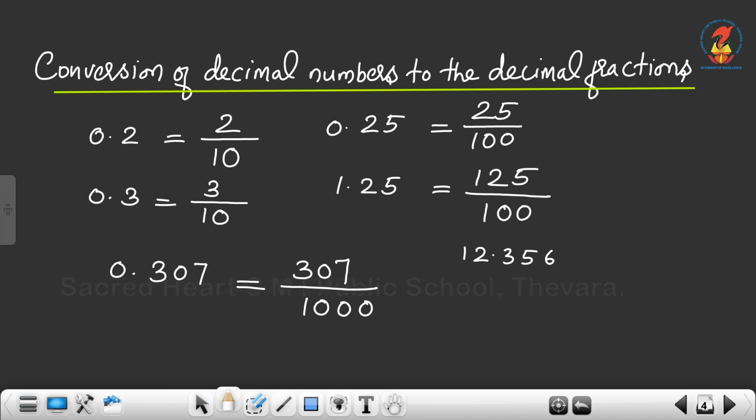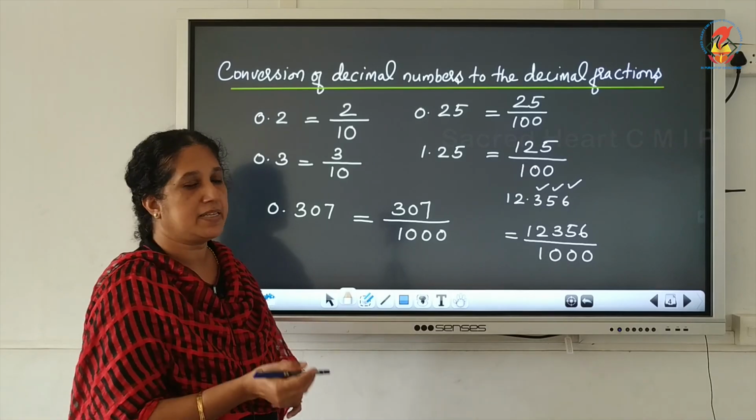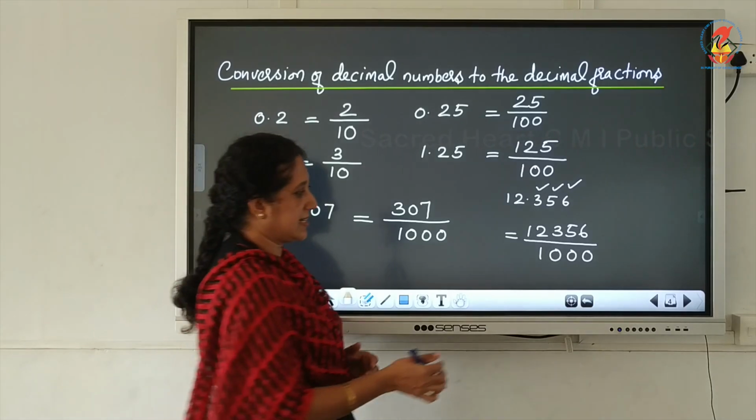12.356. How can we write it? Without the decimal point, you write down the number. It is 12,356 divided by, count the number of decimal places in the decimal part. How many decimal places are there? 1, 2, 3. So it will be 1000. So 12,356 divided by 1000. So in this way we can convert the decimal numbers to decimal fractions.